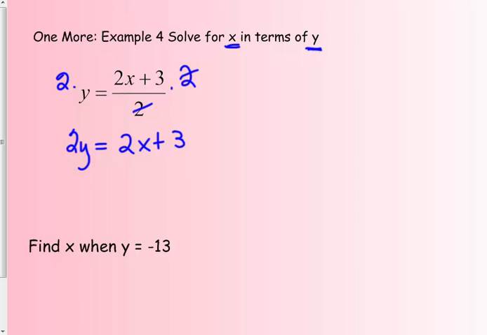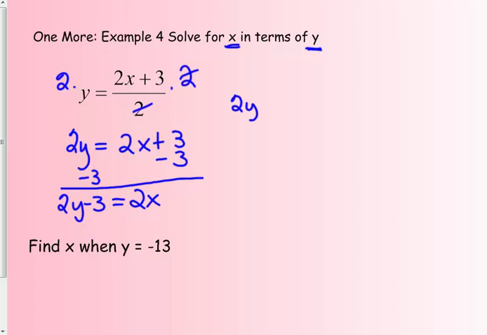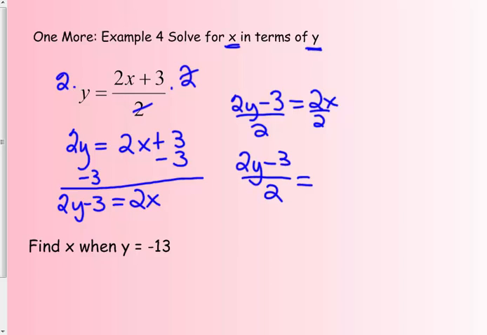Got to get that x by itself, so I'm going to subtract 3. 2y and 3 are not like terms, so I have this binomial. 2y minus 3 equals 2x. I'm running out of space here, so copy it over here. 2y minus 3 equals 2x. Dividing by 2, I get the binomial 2y minus 3 all over 2. That's as simplified as it gets, equals my x.